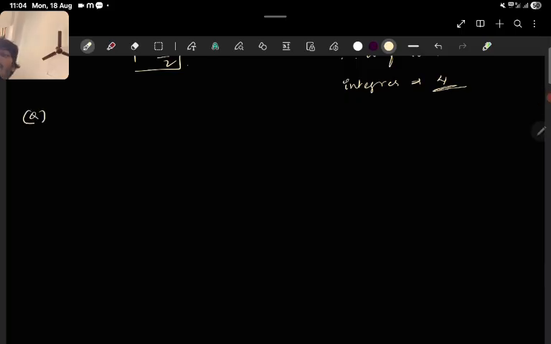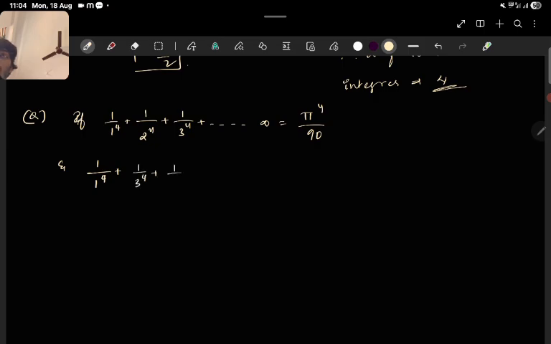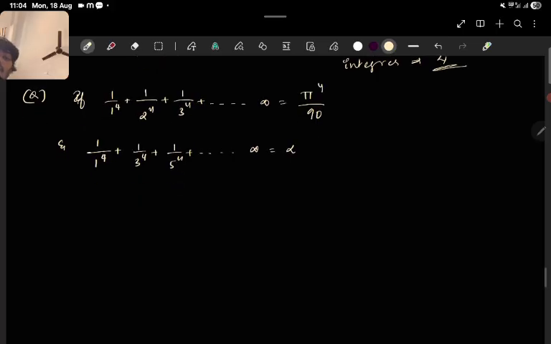This is one more new pattern. If 1 upon 1 power 4 plus 1 upon 2 power 4 plus 1 upon 3 power 4 and so on up to infinity is equal to pi power 4 by 90, and 1 upon 1 power 4 plus 1 upon 3 power 4 plus 1 upon 5 power 4 and so on up to infinity is alpha, and 1 upon 2 power 4 plus 1 upon 4 power 4 plus 1 upon 6 power 4 and so on up to infinity is how much?